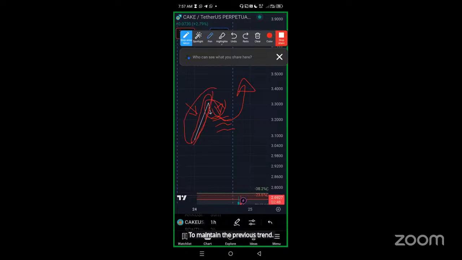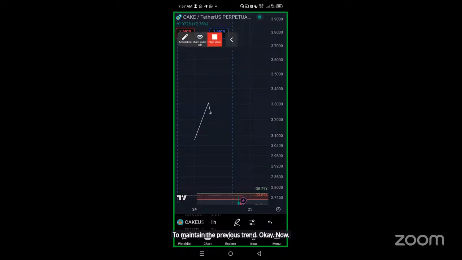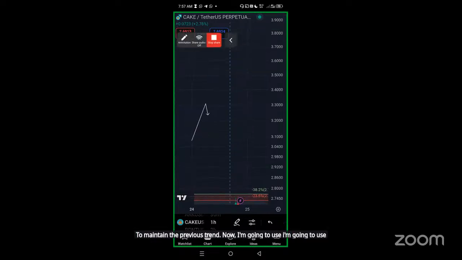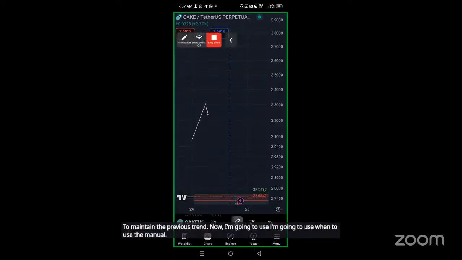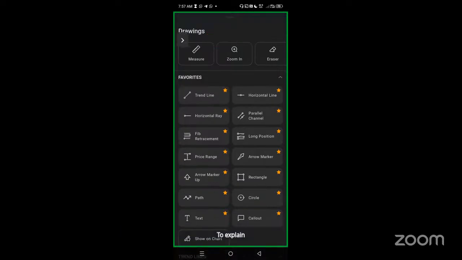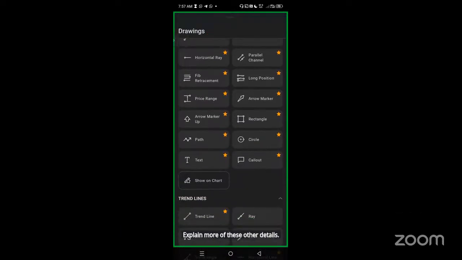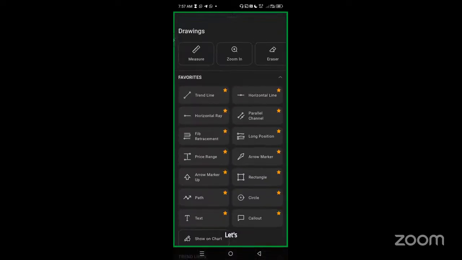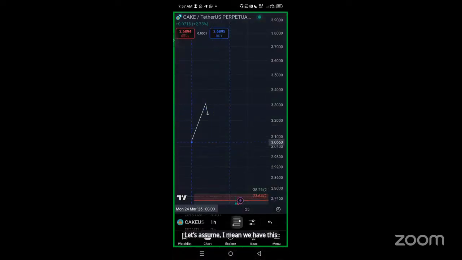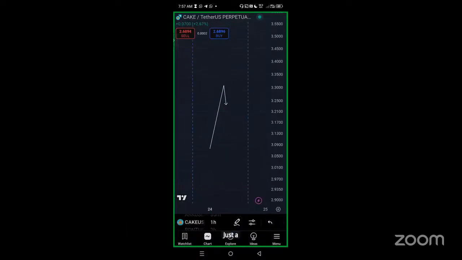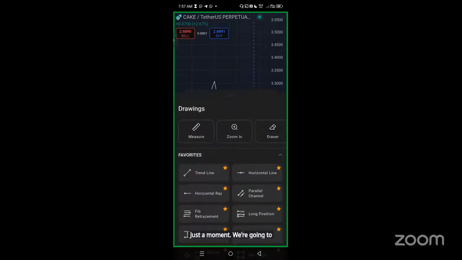Okay. Now I'm going to use the manual to explain more of these other details. Let's assume we have this movement. We are going to capture this movement. Just a moment. We're going to capture this movement.